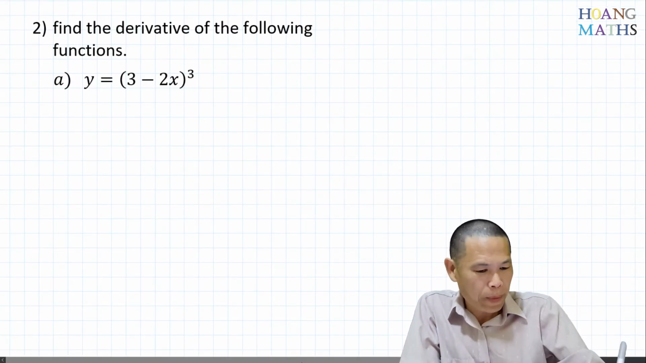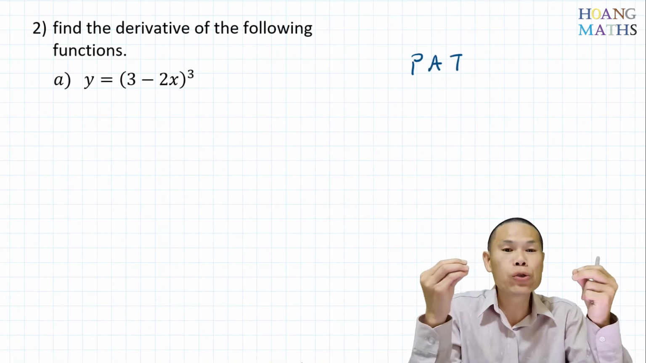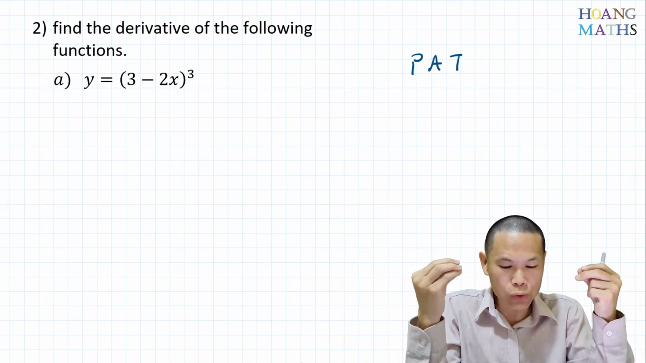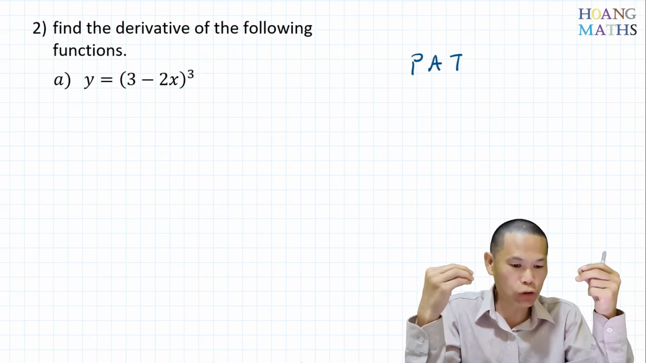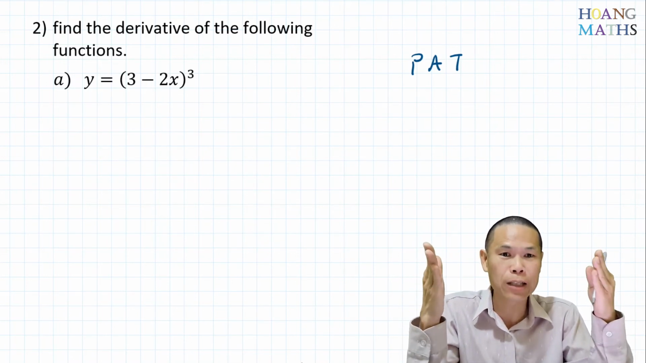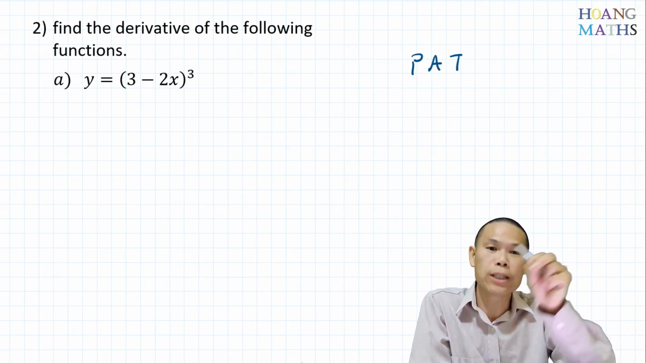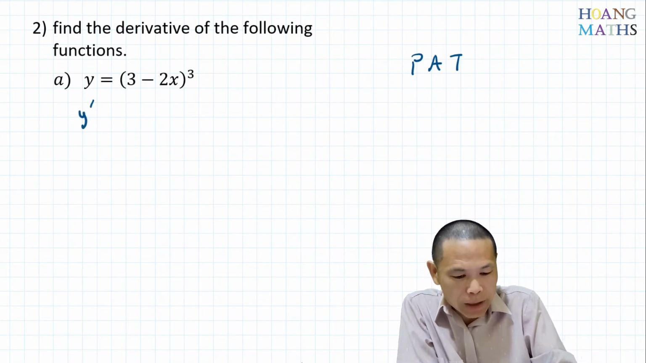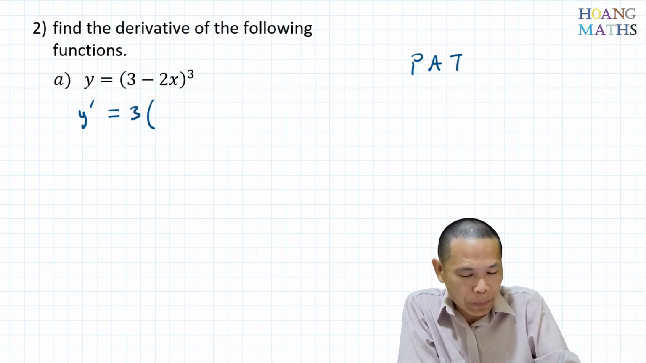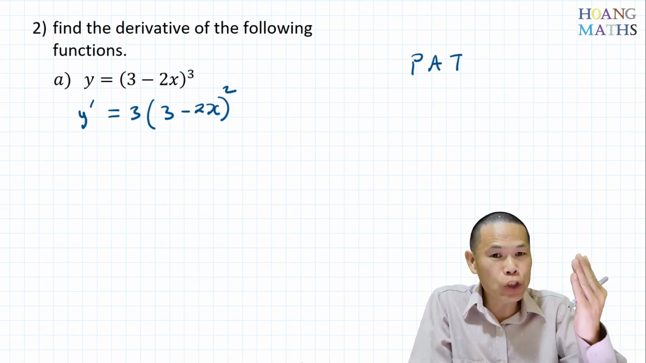So first of all, remember we differentiate using power, angle, trig. Now, if you use substitution, let u equal 3 minus 2x, and then you differentiate from there, there's nothing wrong with that. I just use power, angle, trig, which is quicker and easier, that's all. So the power is 3. We bring the 3 down, and the 3 becomes 2. So y dash is equal to the 3 we bring down, and then inside, 3 minus 2x, and the power becomes 2. Then we're done with the power.